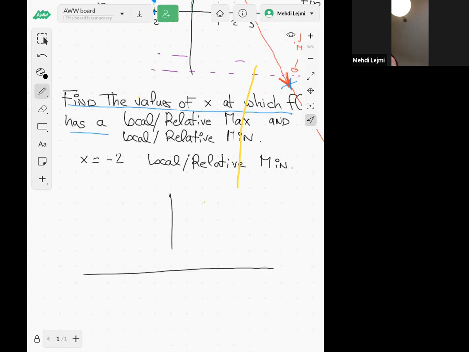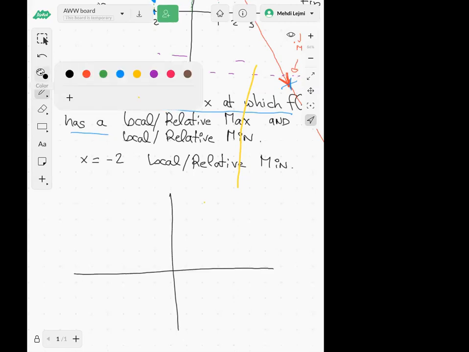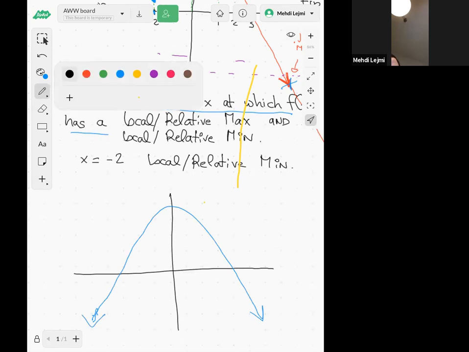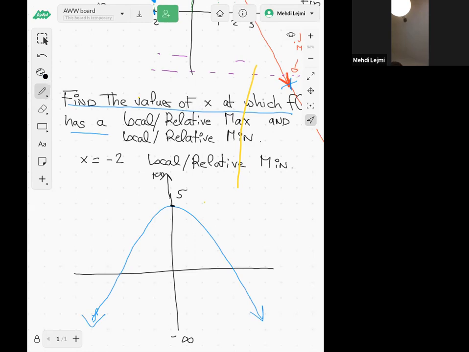Okay, so this is about the homework. Let's say we have something like this here, and let's say this point here is, I don't know, 5, for example. And you want to find the range of this graph. Of course, at the bottom we have negative infinity, and at the top we have positive infinity.